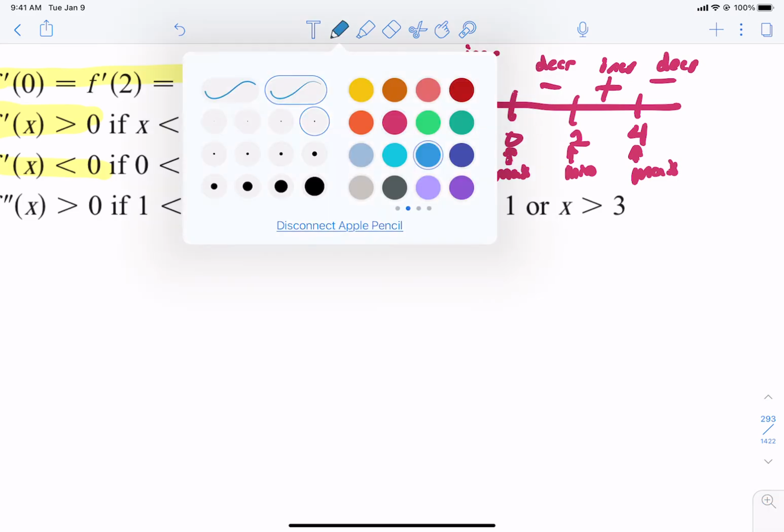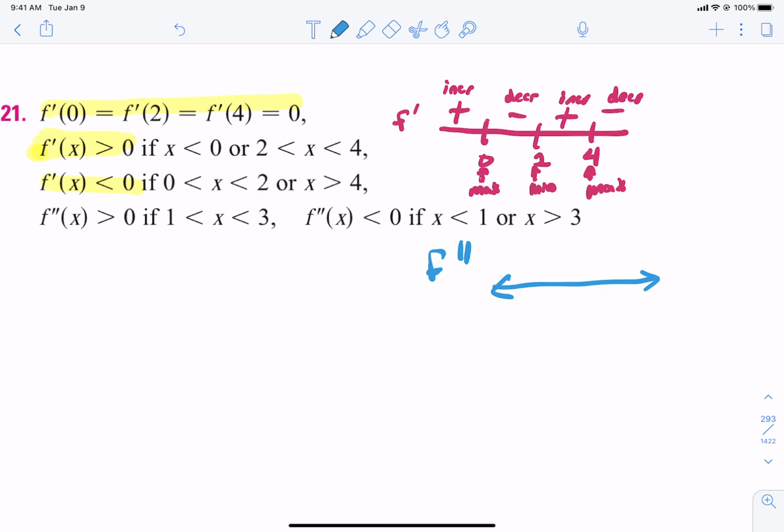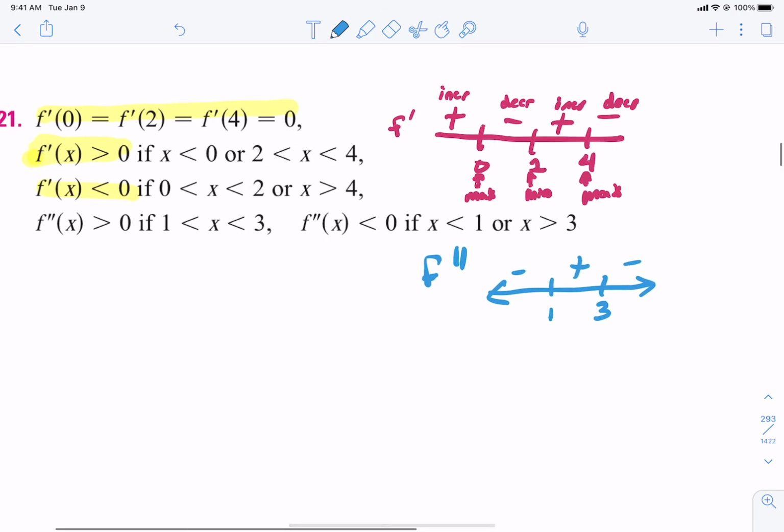Now let's do the same exact thing for our second derivative. We're going to make a plus or minus chart there. The values mentioned on this are 1 and 3. It says that it is greater than 0, or positive, between 1 and 3. And then it's less than 0, or negative, on these two sides, less than 1 and greater than 3.